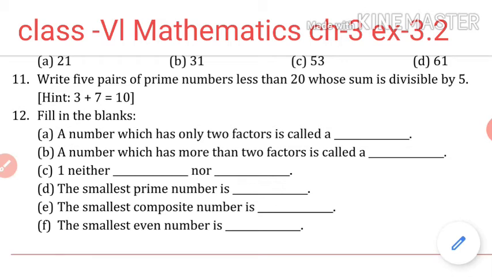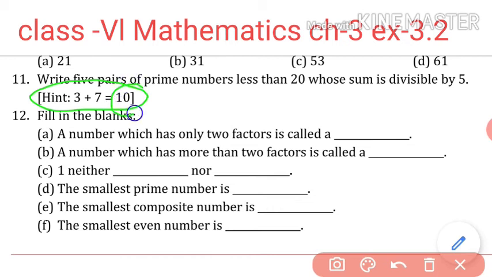Now question number 11. Write 5 pairs of prime number less than 20 whose sum is divisible by 5. Now you have to write 5 pairs of prime number less than 20. So all numbers should be what? Less than 20. Okay, less than 20 means what? Prime number less than 20. For example, 3, 5, 7, 11, 17, 19. These are the numbers which are less than 20. And whose sum is divisible by 5. And their sum, if you will plus that two prime number, you have to get what? Number which is divisible by 5.